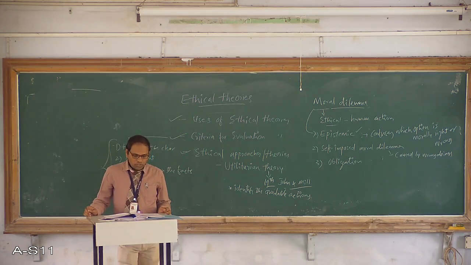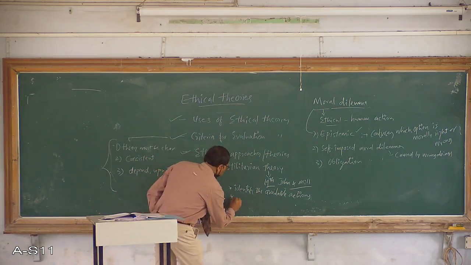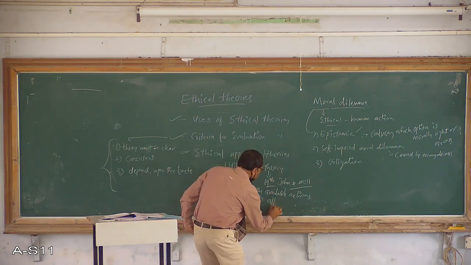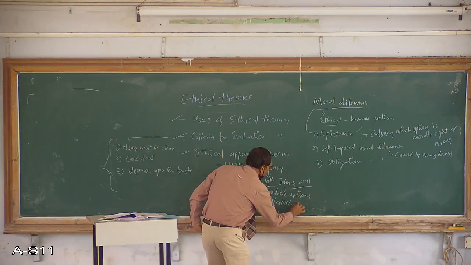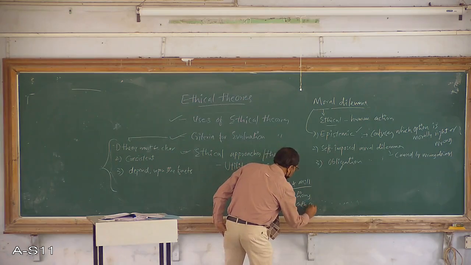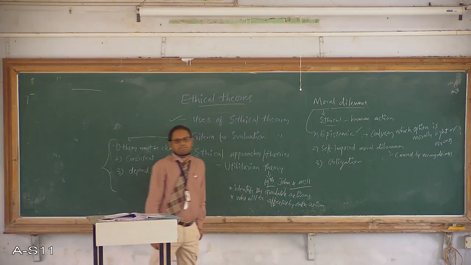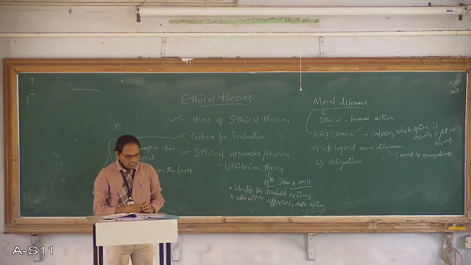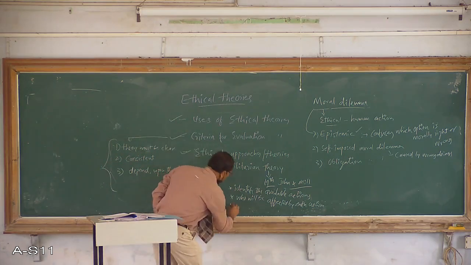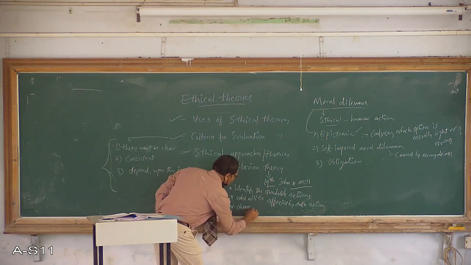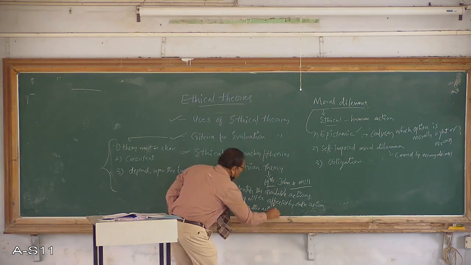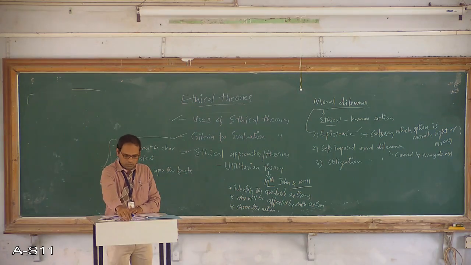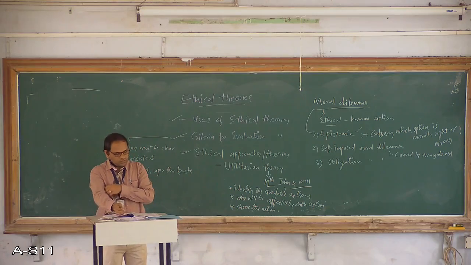Then the second one is to ask who will be affected by each action. Then the third is to choose the action which will produce the greatest benefits and the least harm, that should be taken.